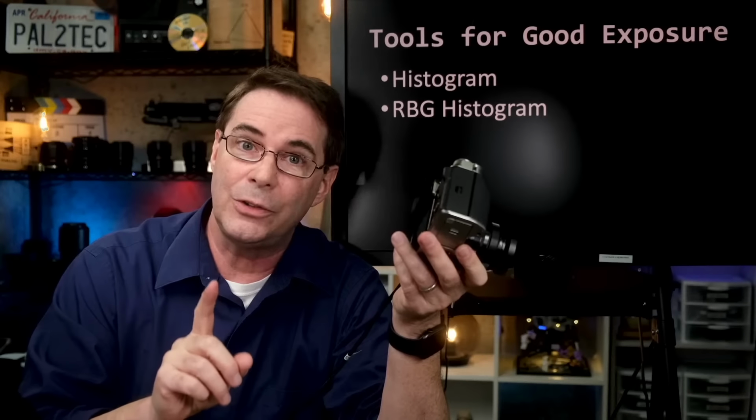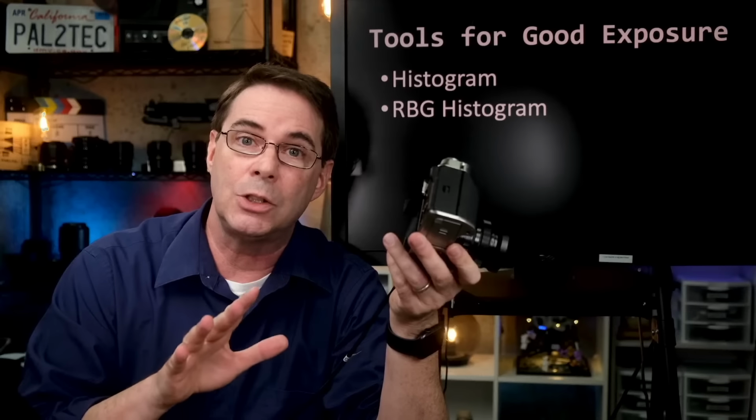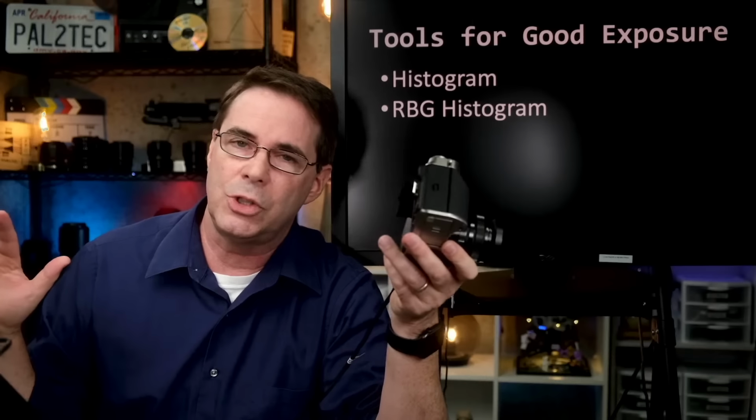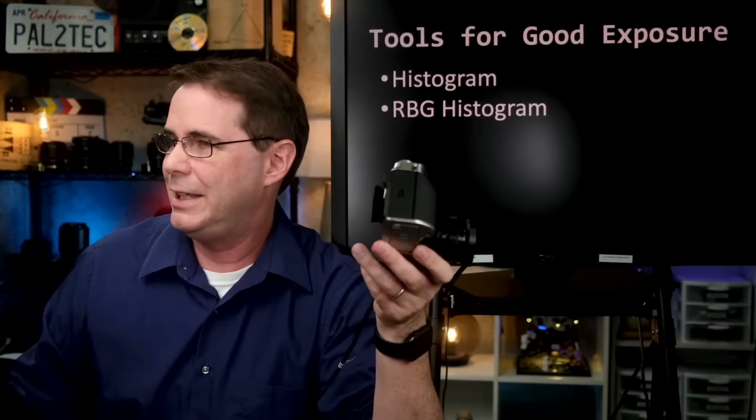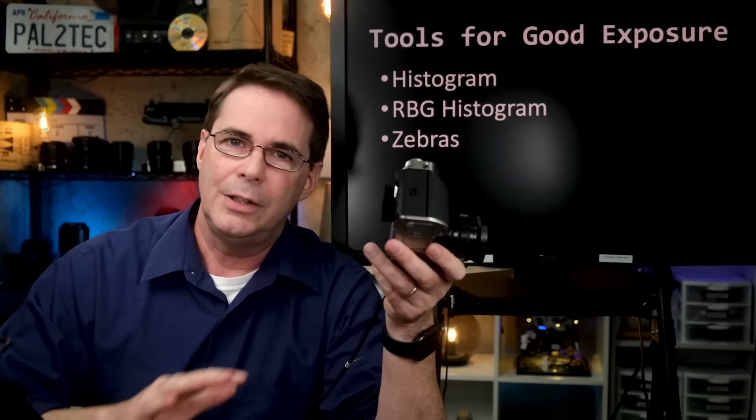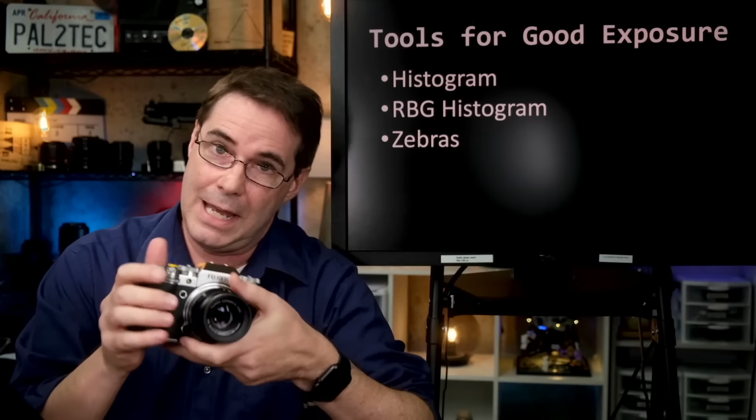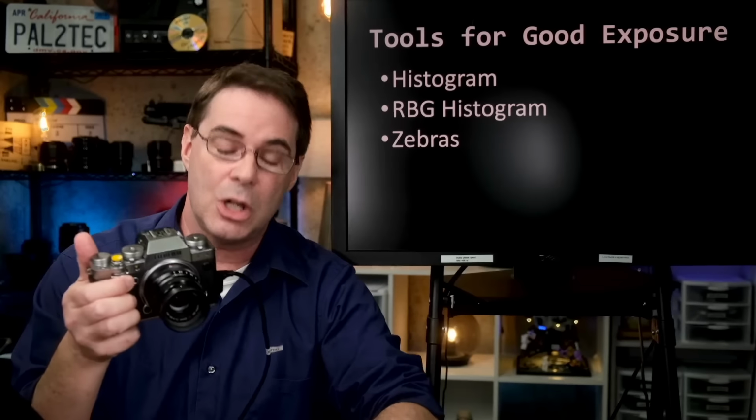The one that I use a lot for video to help me get good exposure, and I wish Fujifilm would have this for stills, is zebras. Zebras are awesome, okay? Zebras are awesome. Let me show you where they are.